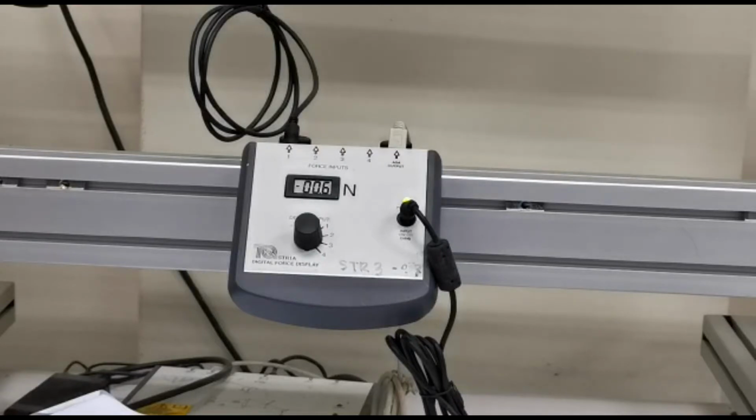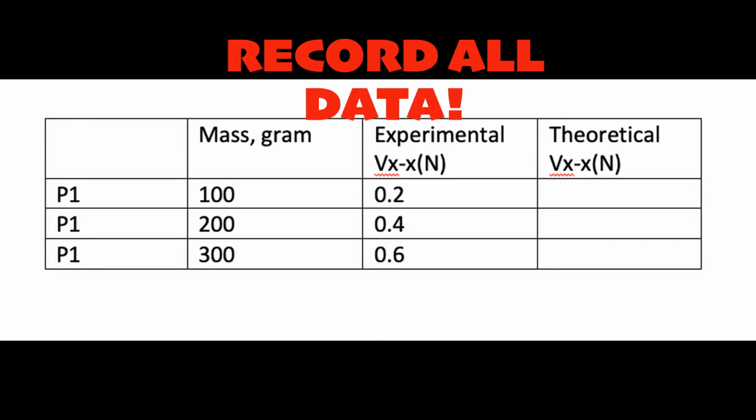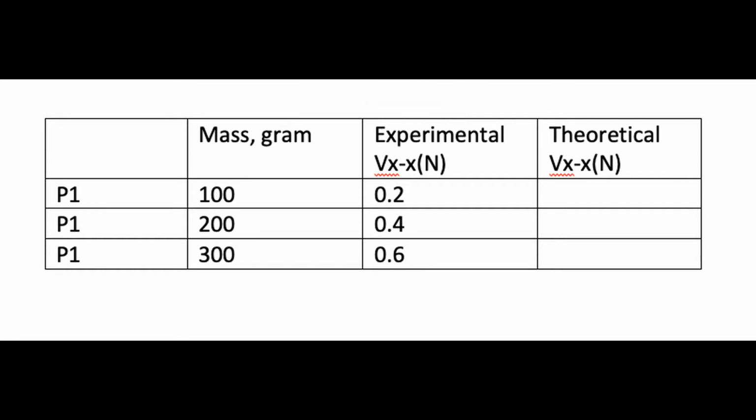All the data obtained from the first, second, and third trial are recorded. From this data obtained, one can see the variation of V at cross-section XX due to variation of load.